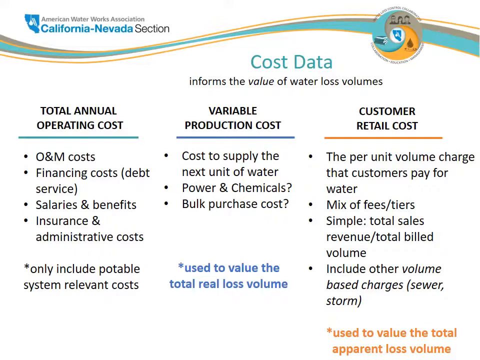And we also want to note that because we're determining a value of losses at the meter, any other volumetric charges should also be included. So if you do charge sewer or stormwater charges based off your meter, if that meter is under registering a bit, that loss is going to impact those other revenues as well. So include those other volume-based charges in this customer retail cost.